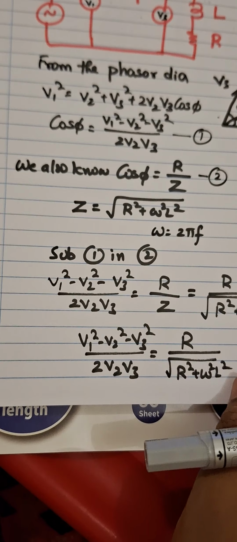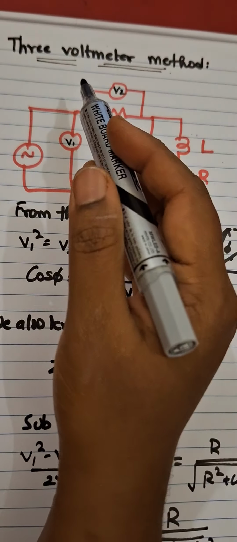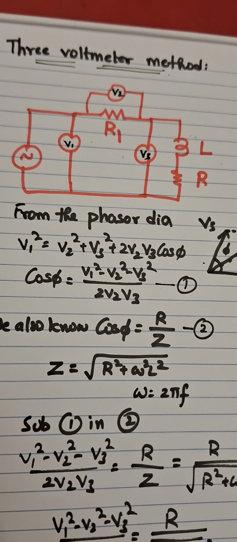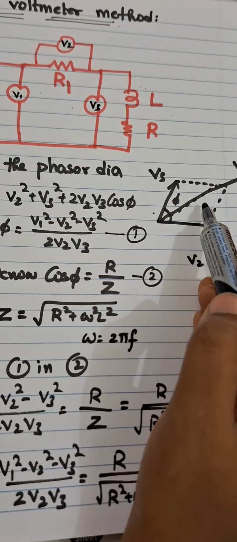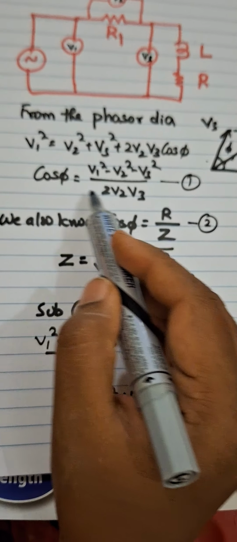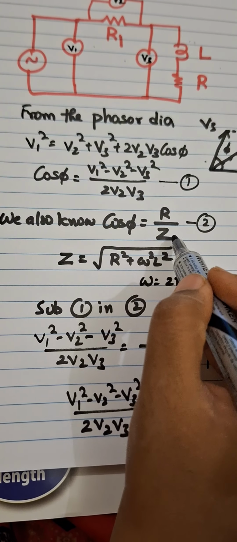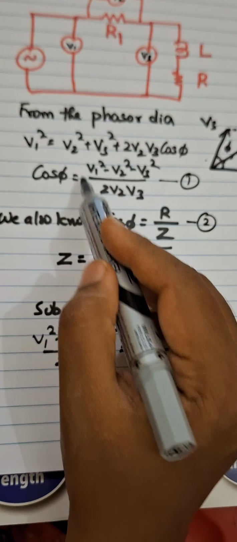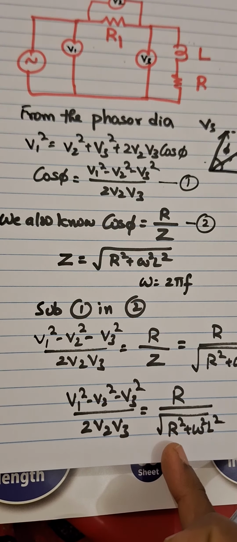Simple. Just think again, what are we doing? It is the 3 voltmeter method. So I am taking 3 voltmeters, and from the phasor diagram I am writing this equation. This is known to you. In the same way, we can say cos phi is equal to R by impedance also, right? So cos phi is equal to R by Z. I substituted cos phi in this equation, and this is what I got.